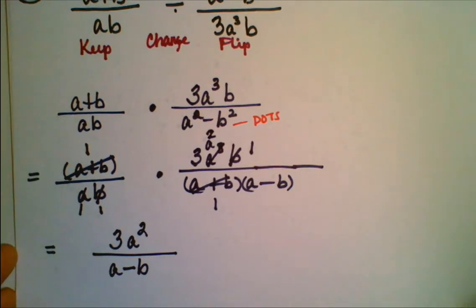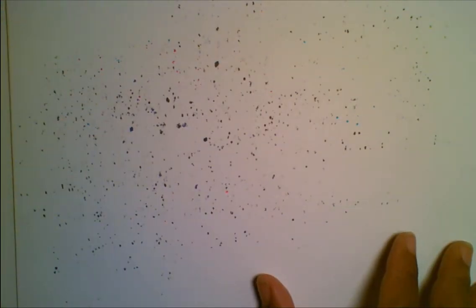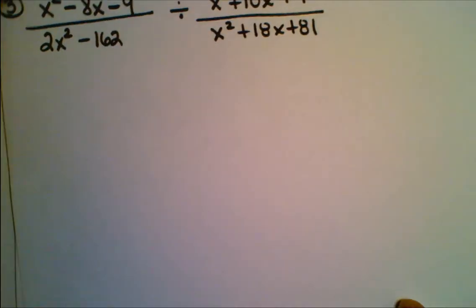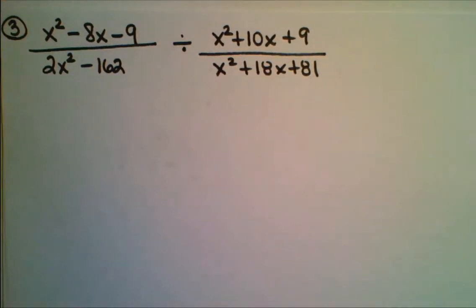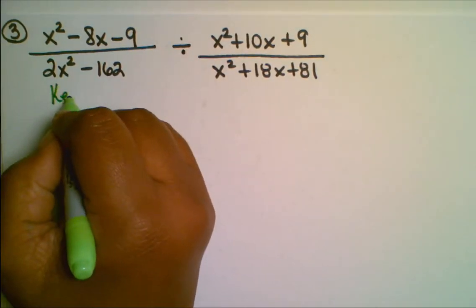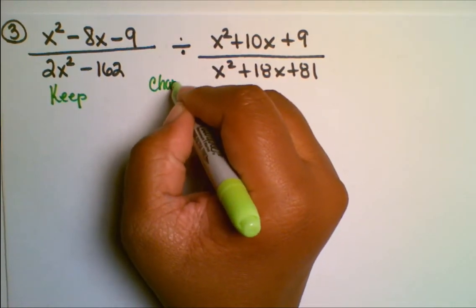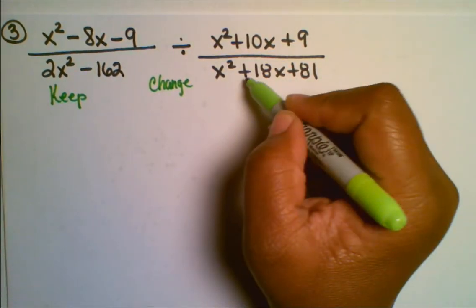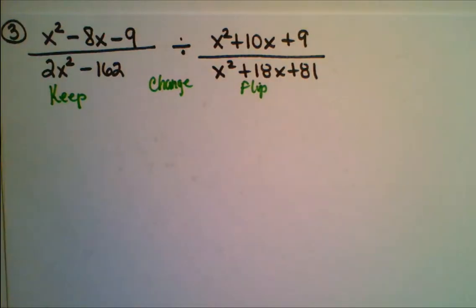Let's do another example. We have (x squared minus 8x minus 9) all over (2x squared minus 162) divided by (x squared plus 10x plus 9) all over (x squared plus 18x plus 81). Okay, that was a lot to say. So we're going to keep the first fraction, change our division sign to multiplication, flip the second fraction. Before we even factor, let's do all of that.